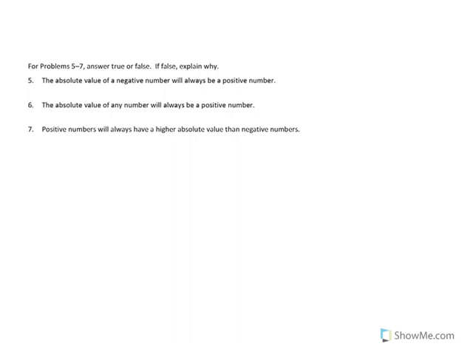For problems 5 through 7, we're just going to answer true or false, but here's the catch. If it's false, we need to explain why. So the absolute value of a negative number will always be a positive number. Is that true or false? Hopefully you remember that earlier I mentioned that that is a true statement. Even though we don't say positive, it is a positive number. We're not ever going to use a negative number to talk about absolute value.